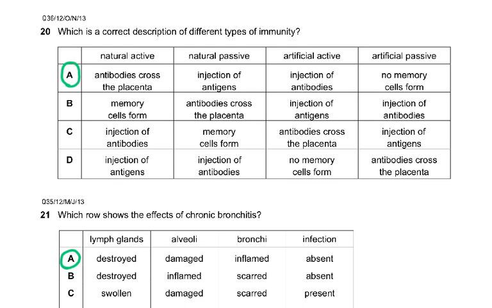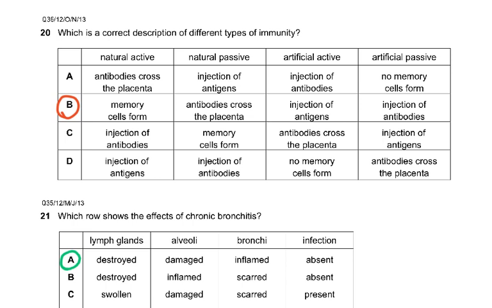Which is a correct description of different types of immunity? Natural active, natural passive, artificial active, artificial passive. Now the answer to this is B because I would have detected it from this one. Natural passive is the placenta story. Antibodies cross the placenta. That was the only correct answer to this. The rest was all rubbish.